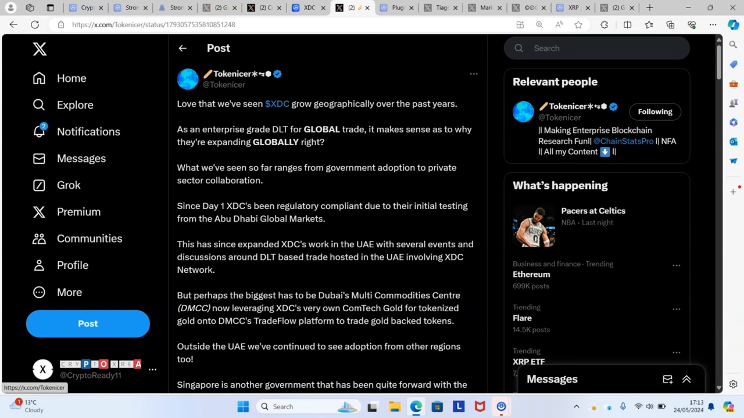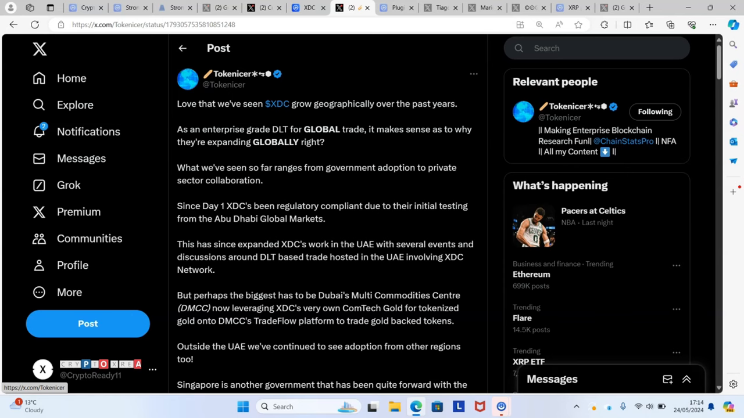Looking at a tweet from Tokenizer: Love that we've seen XDC grow geographically over the past years. As an enterprise-grade DLT for global trade, it makes sense as to why they're expanding globally, right? What we've seen so far ranges from government adoption to private sector collaboration. Since day one, XDC has been regulatory compliant due to their initial testing from the Abu Dhabi Global Markets, ADGM.